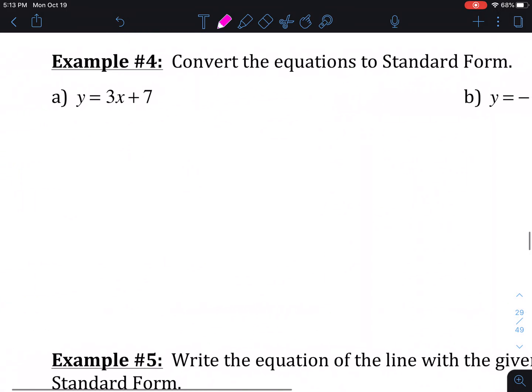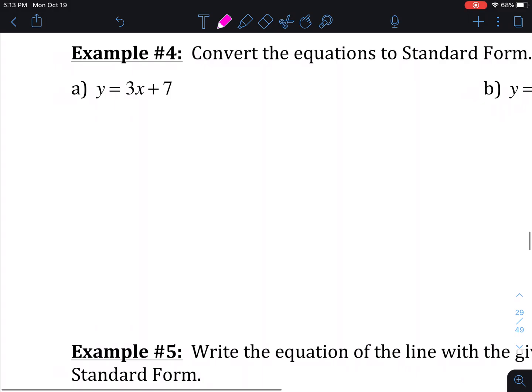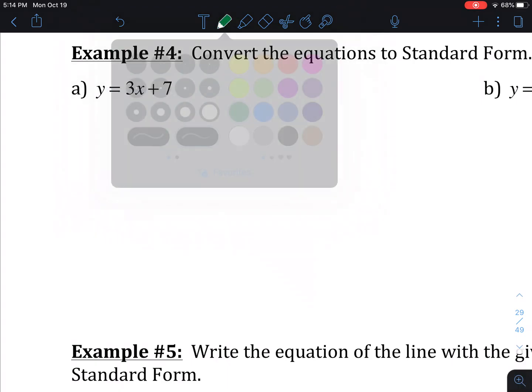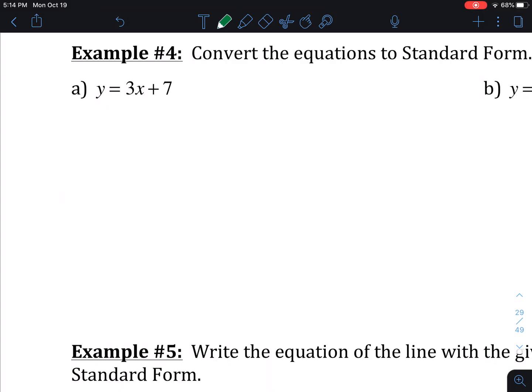So let's start off here with 4a. We can see this is actually in slope-intercept form, not standard form. So we're going to learn to convert. Now the first thing I see that's out of place is this 3x that's on the right. That is not allowed to be there. That needs to be moved to the left side. So we would say that we're going to subtract 3x from both sides.